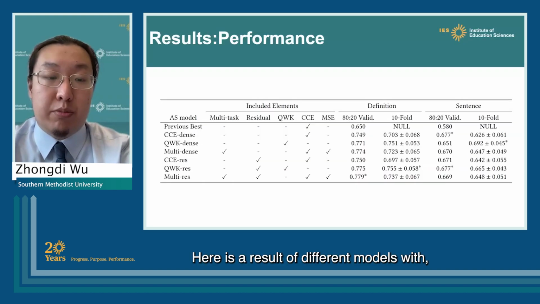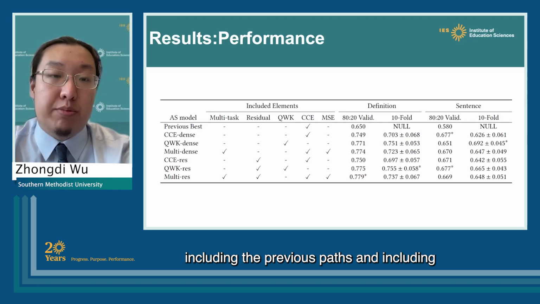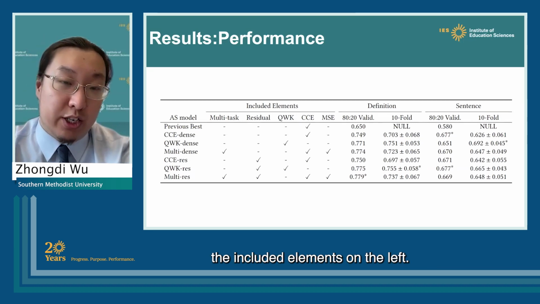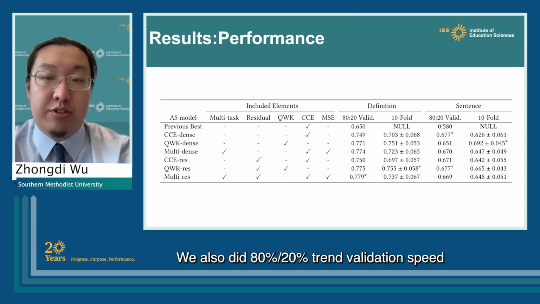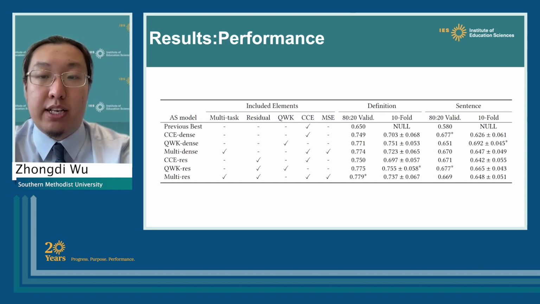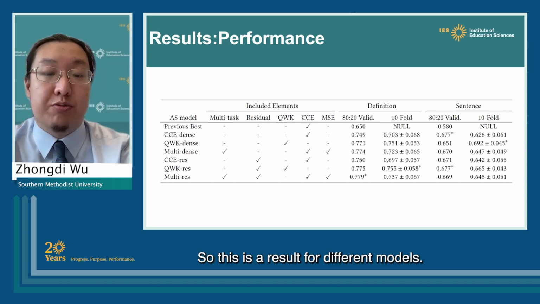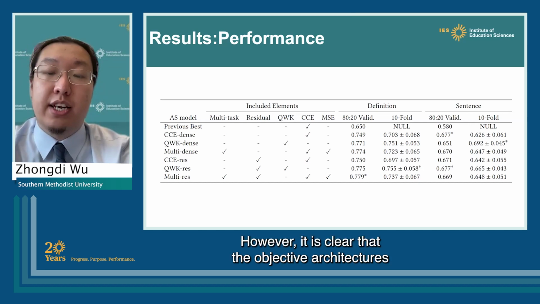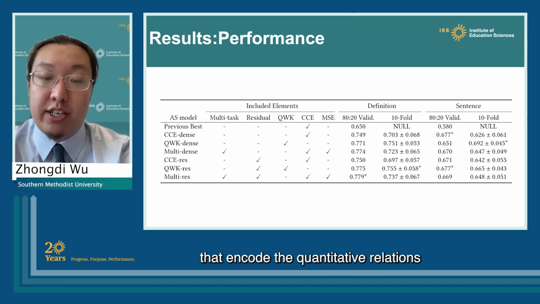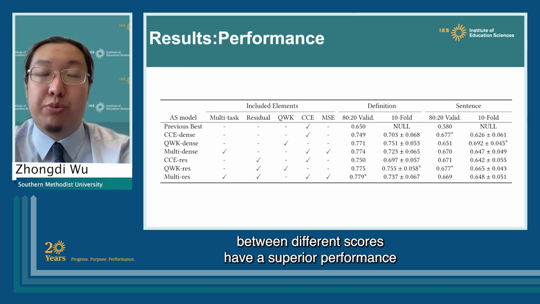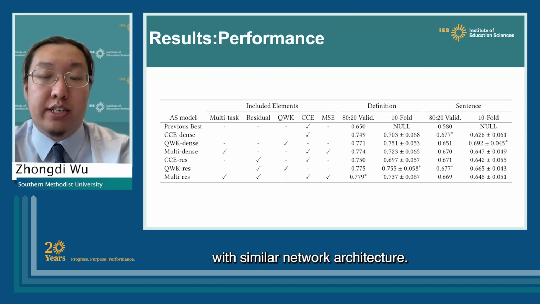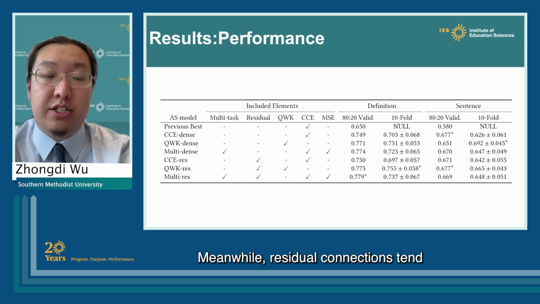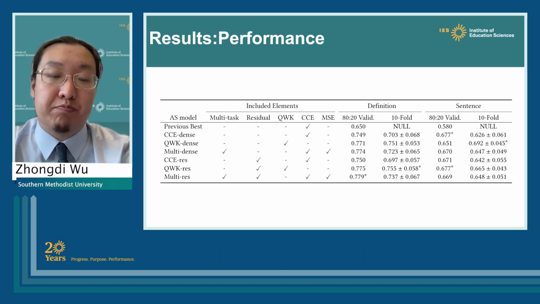Here is a result of different models, including the previous pass and including the included elements on the left. We also did an 80%, 20% train validation split and a 10-fold cross validation. So this is a result for different models. There is not a clear overall winner. However, it is clear that the objective architectures that encode the quantitative relations between different scores have a superior performance with similar network architecture. Meanwhile, residual connections tend to improve performance further.